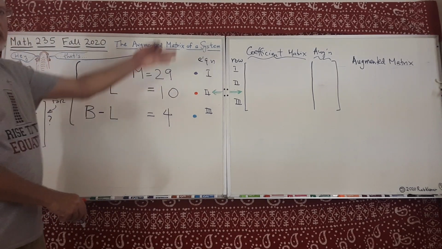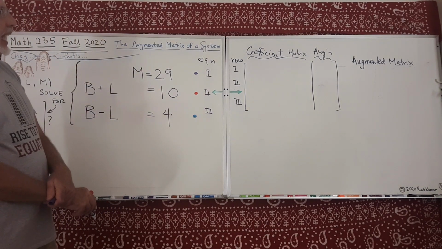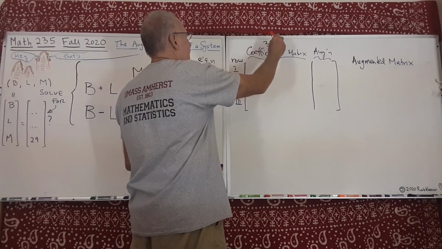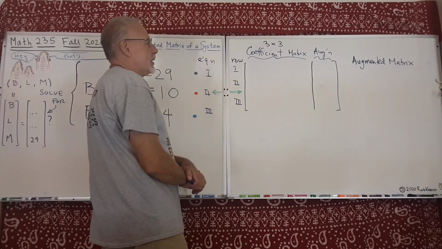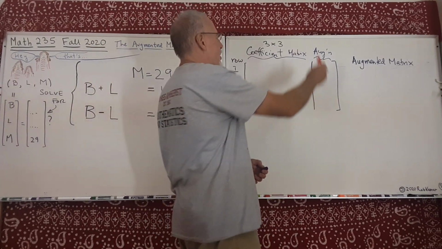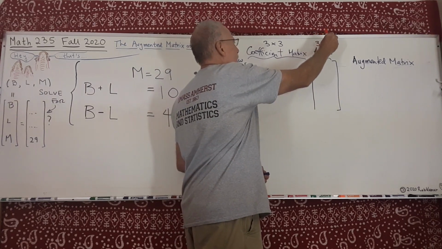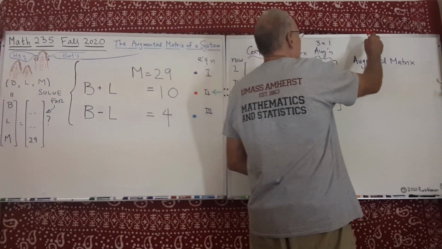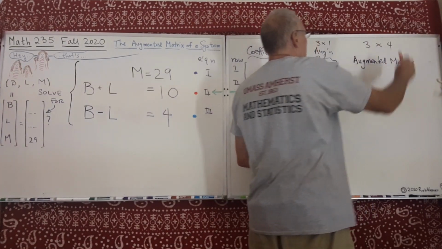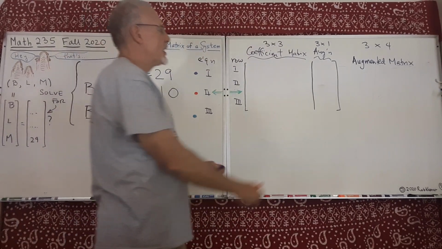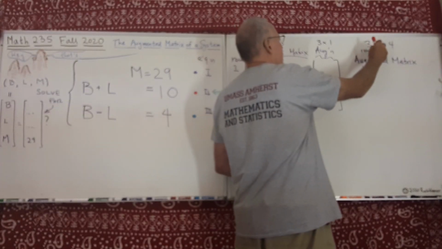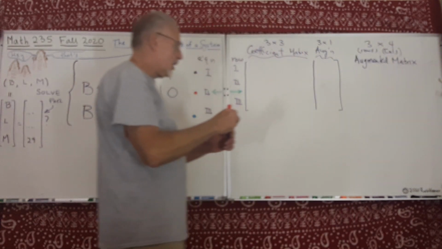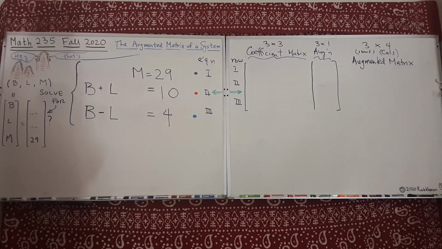Okay, the matrix is an array, and I usually indicate the size of the array by the number of rows by the number of columns. So this is a 3 by 3 coefficient matrix. The augmentation is a column, so it has 3 rows and 1 column. And the augmented matrix has 3 rows and 4 columns. So again, this is the number of rows, this is the number of columns. Rows by columns.